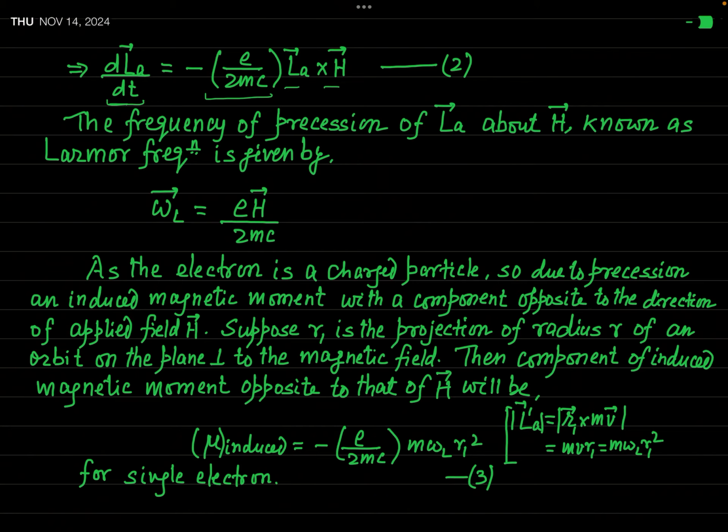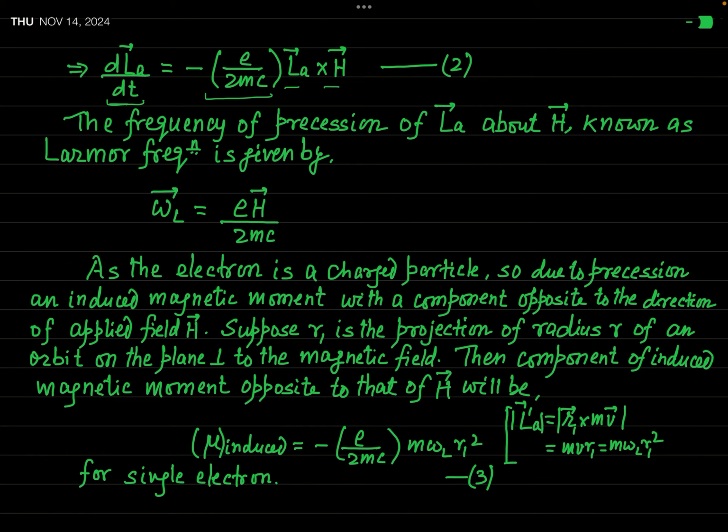Actually, when an atomic dipole is subjected to an external magnetic field, there is a precession of the electronic orbit, and that precession takes place at a particular frequency which depends on the field. That very frequency is called the Larmor frequency, and the precession of the electronic orbit about the applied magnetic field is called Larmor precession. All these things I have discussed in great detail in my videos on atomic and molecular physics, and I suggest you must watch them.